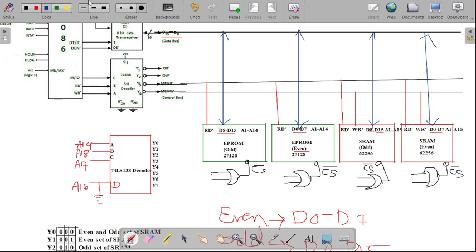And we have to specify the name of the data line. So I have specified here D8 to D15 for the odd set, D0 to D7 for the even set. Here also I am following the same structure, that is D8 to D15 for the odd set and D0 to D7 for the even set. Now we have done with our data line. Now we have to begin with our address line.